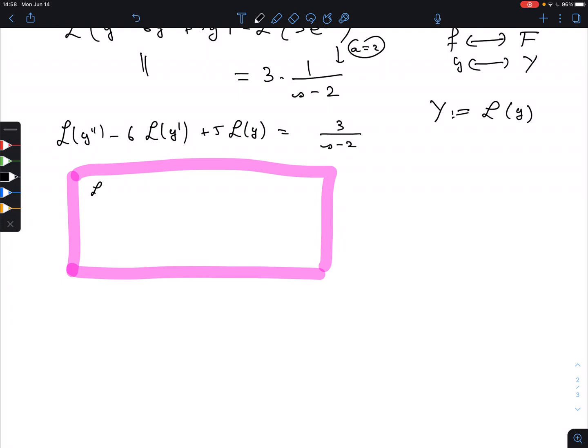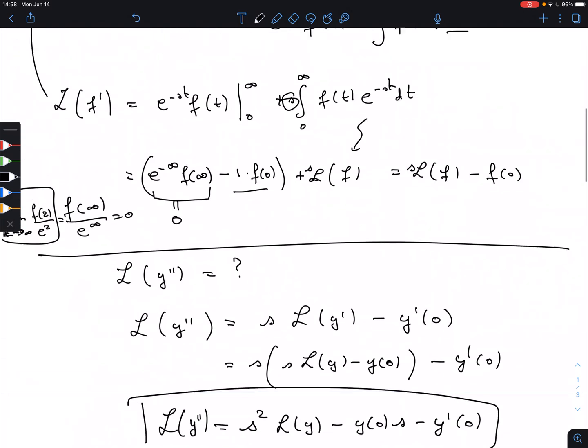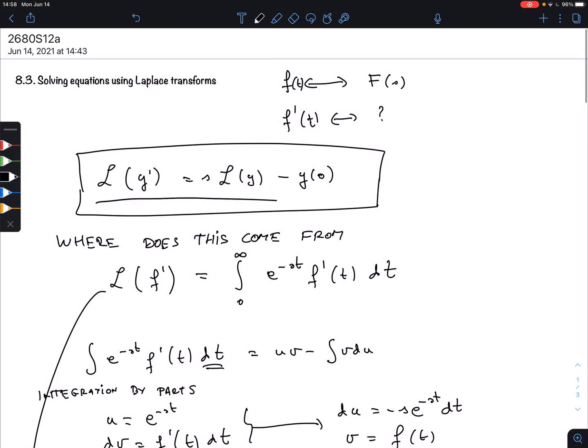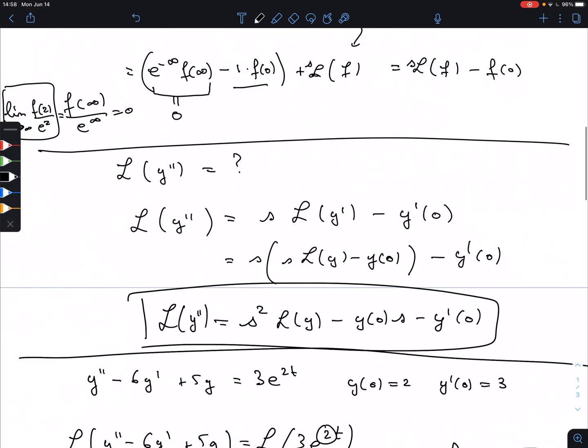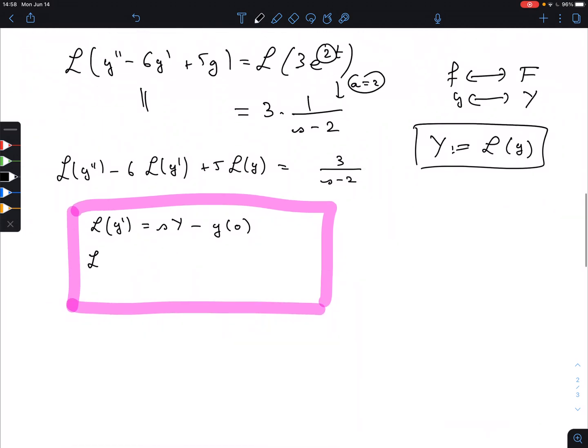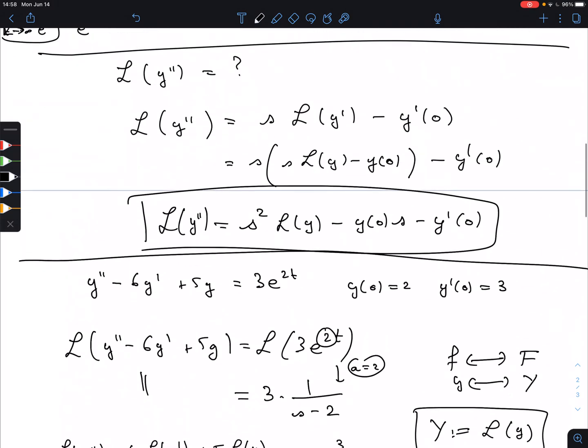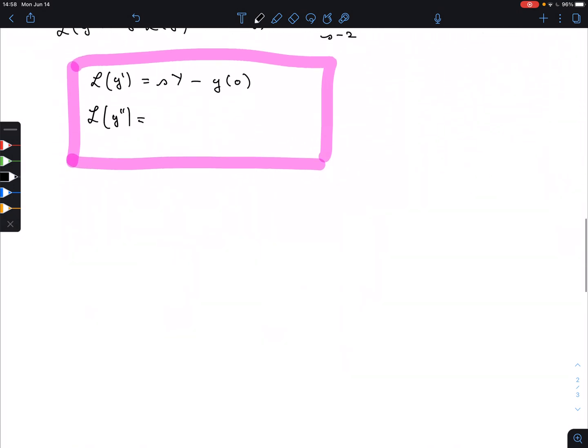The Laplace transform of y prime, remembering that the Laplace transform of y is now capital Y, is s capital Y minus y(0). Let's look at this formula, except that I now wrote this as capital Y. And what is then the Laplace transform of the double derivative? We have the formula right here. So this is s squared capital Y minus y prime(0) minus s y(0).